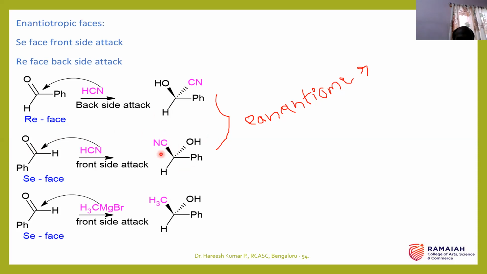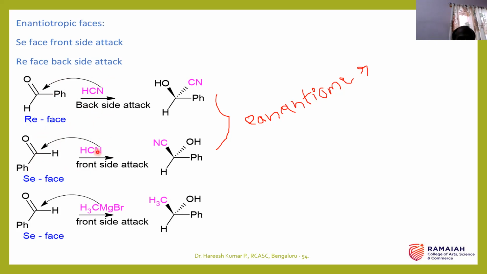And you can observe that the two products obtained are enantiomers. That is the reason it's called enantiotopic phases. So if asked to explain enantiotopic phases with an example, you can take these two examples, treat with a nucleophile, and you will end up with enantiomers. That's what you need to mention. And you should also be able to write the Re phase of benzaldehyde and the Si phase of benzaldehyde. In another way, you can remember that an attack from the hydrogen side, the less hindered side, is called Si phase. An attack from the more hindered side is called the Re phase. That also you can remember.